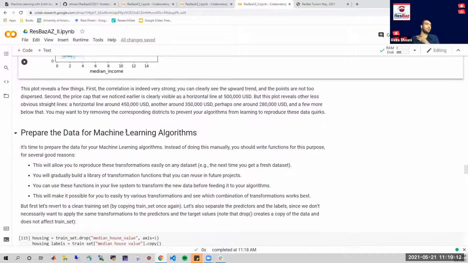So in order to prepare the data for the machine learning algorithm, instead of doing it manually, we can write functions for this purpose, and there are several good reasons for that. One is that this allows us to reproduce these transformations easily on any dataset. Also, we will gradually build a library of transformation functions that you can reuse in future projects. You can also use these functions in your live system to transform the new data before feeding it to your algorithm. And finally, this will make it possible to easily try various transformations to see which combination of transformations works best.